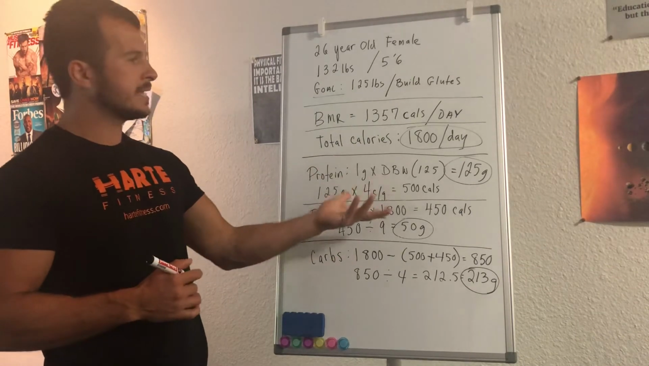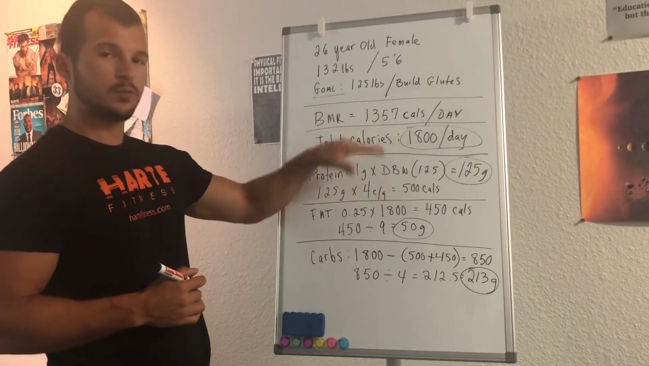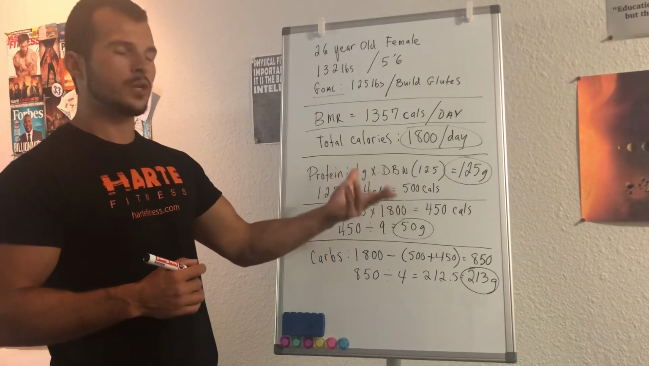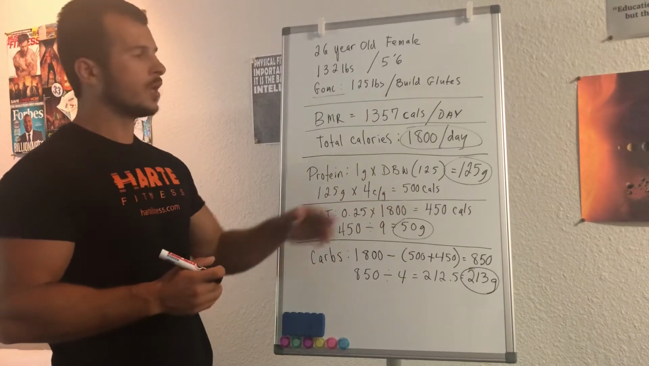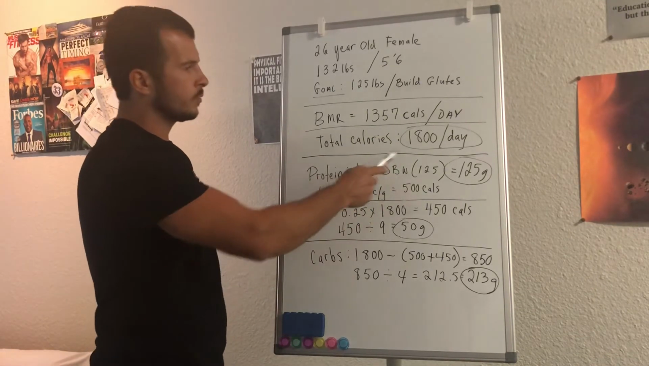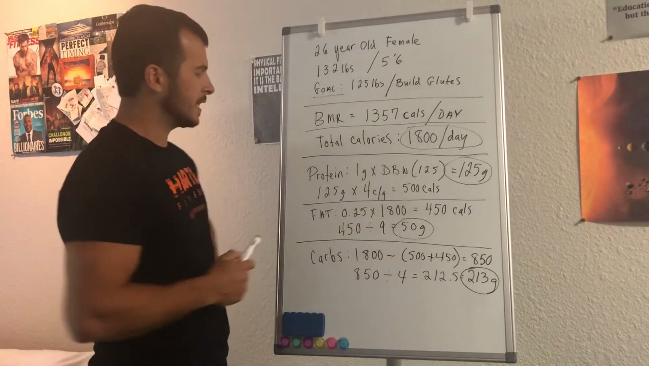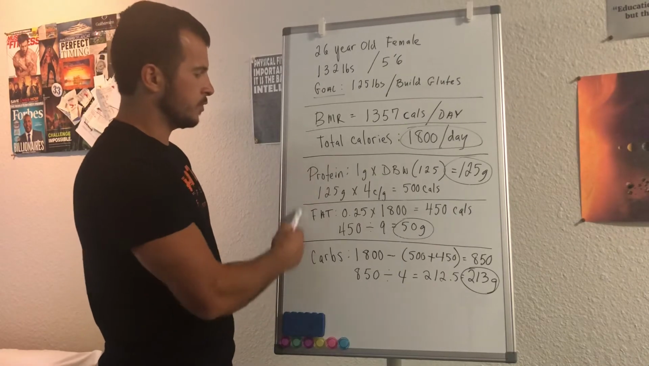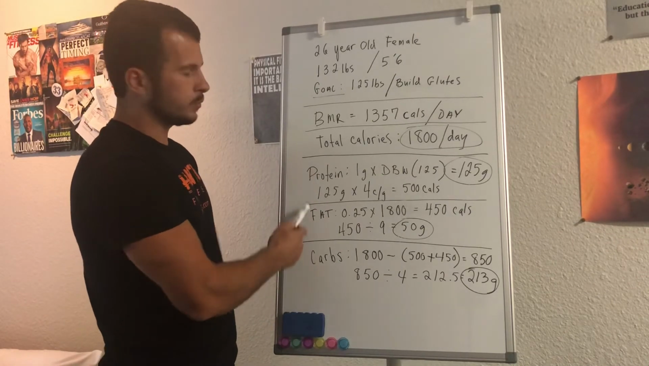We can always take away a little bit if she's not losing enough weight, or if we notice that her energy levels are suffering, then we might need to bump it up 100 to 200 calories. Okay, so now after we've determined total calories, we'll go into calculating the macronutrients. Protein, fat, carbs. We'll start off with protein.